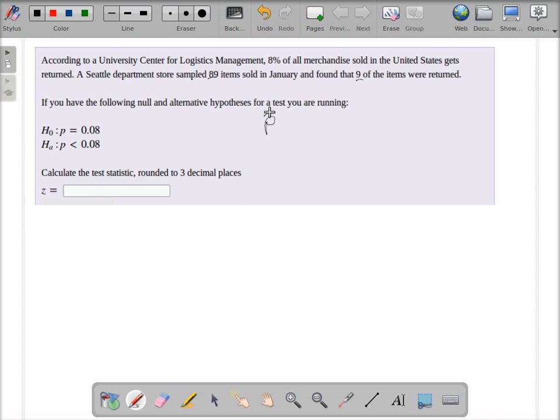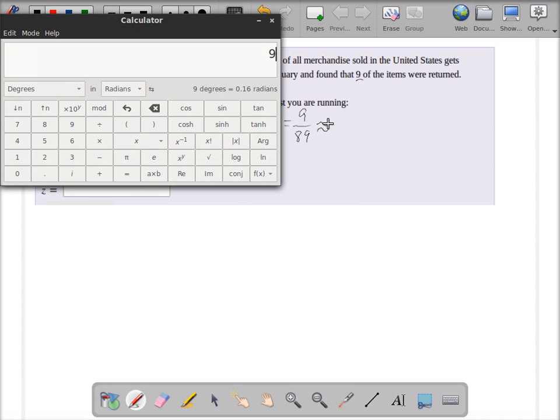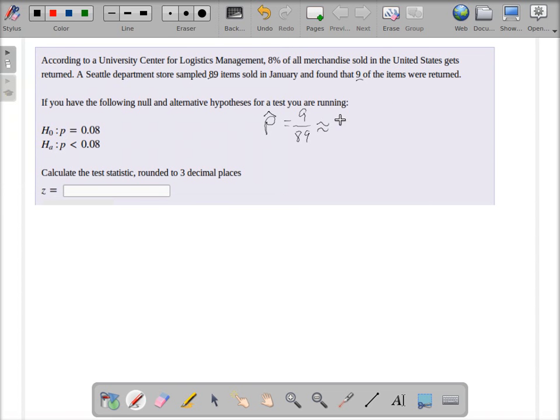So that tells us that p hat is 9 out of 89, which is approximately 0.10112. Now I want to use as many decimals as I can so that I can minimize any rounding errors when I go to do my calculation. So let me take this out to 5 decimal places. That should be good. Now the second question is, what is our p?